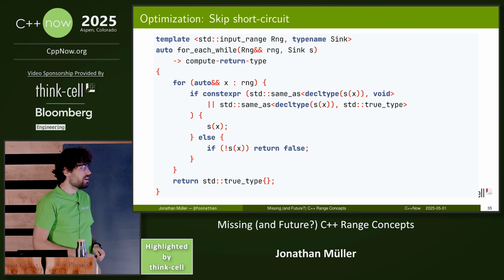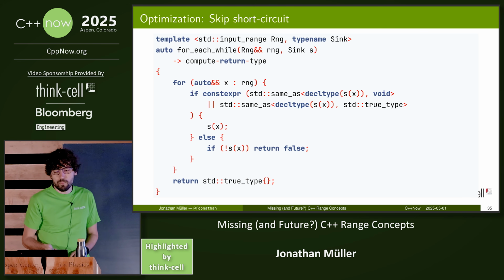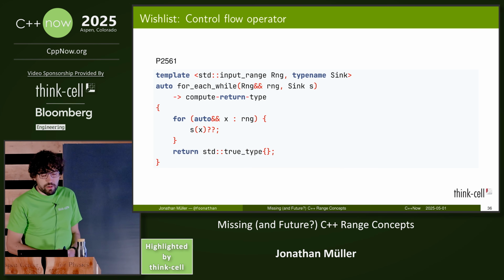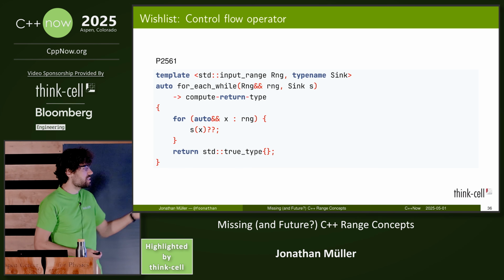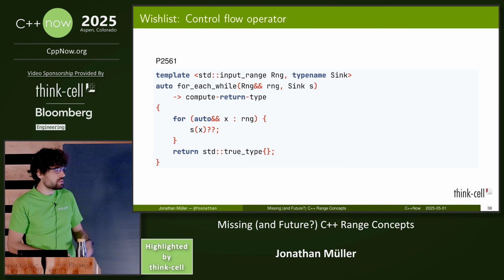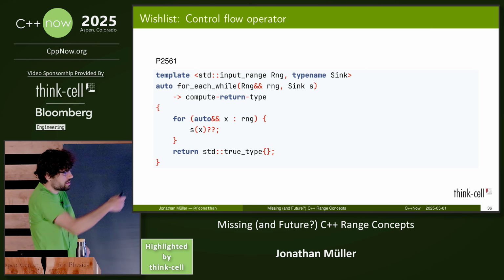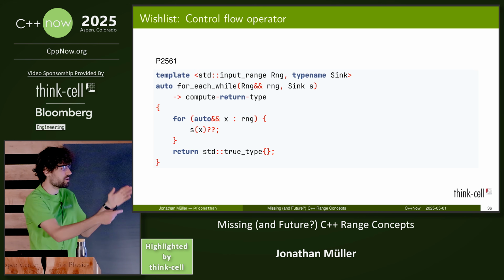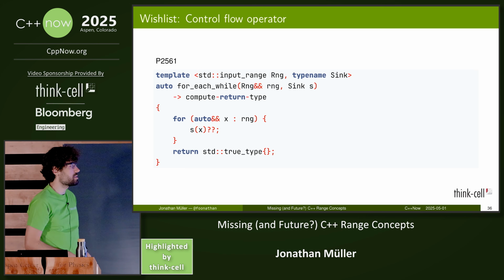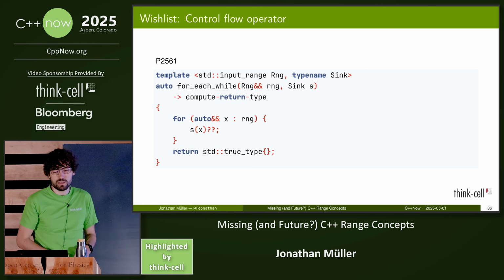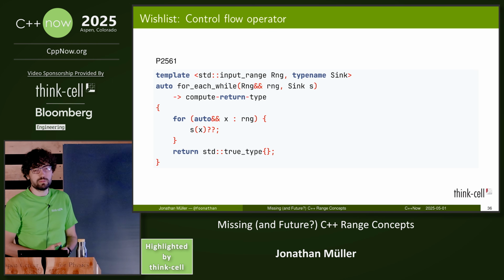This is a bunch of annoying code, so it's actually wrapped in a macro. There is a paper in flight by Barry, a control flow operator that will just make that possible for you by just using the double question marks there and it short circuits based on some customization thing. It's a really nice paper. It's unfortunately stalled pending implementation experience.